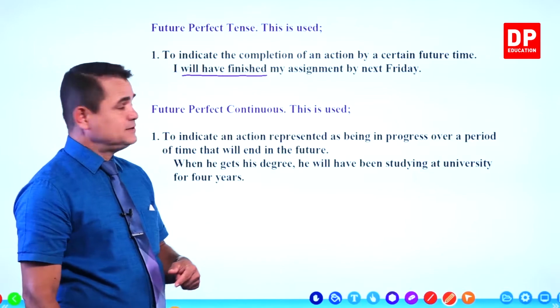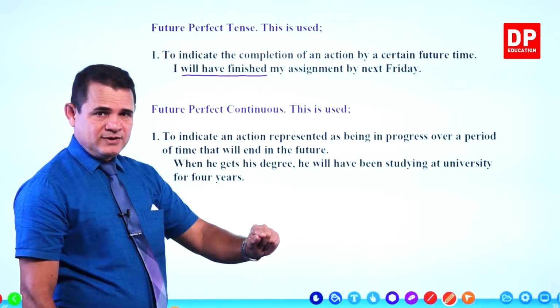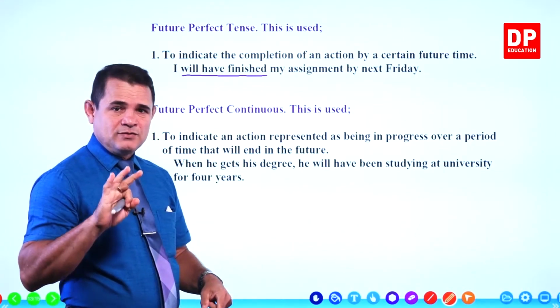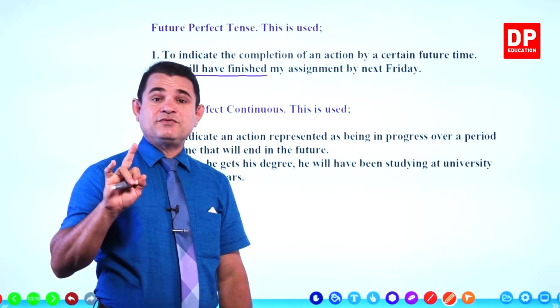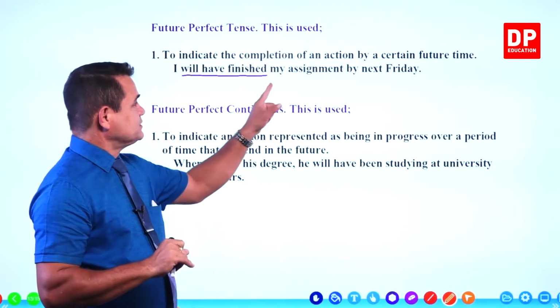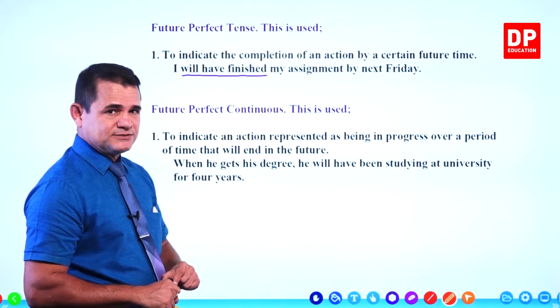Will have plus the past participle form of the verb. Will have plus the past participle form, that means verb 3. Finish, finished, finished, verb 3, right? So then that is how we use the future perfect tense.